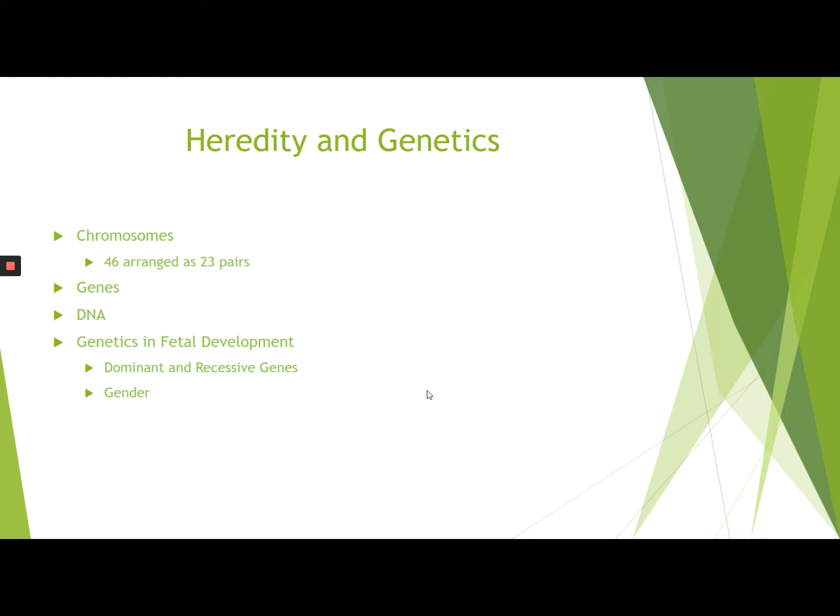So let's talk about dominant and recessive genes. So at least one pair of genes is responsible for each human trait. Some genes are dominant and others are recessive. Now the traits that are dominant, or the genes that are dominant, generally appear in offspring whenever they are present. The traits of a recessive gene usually appear only when dominant genes are not present.